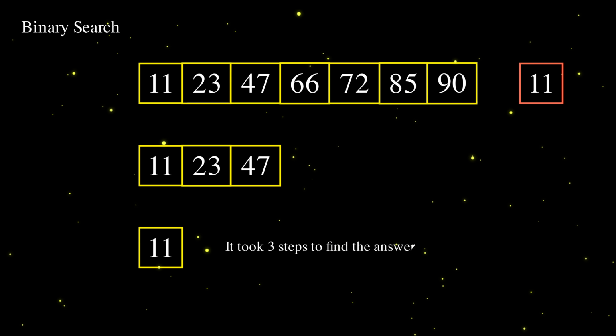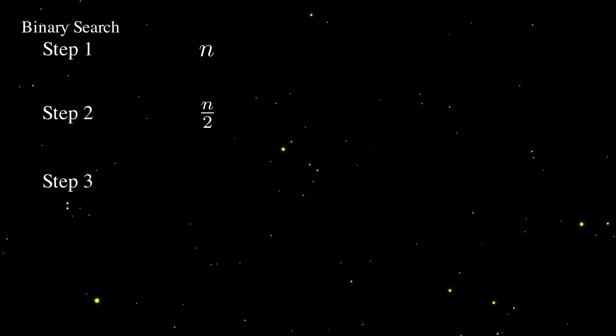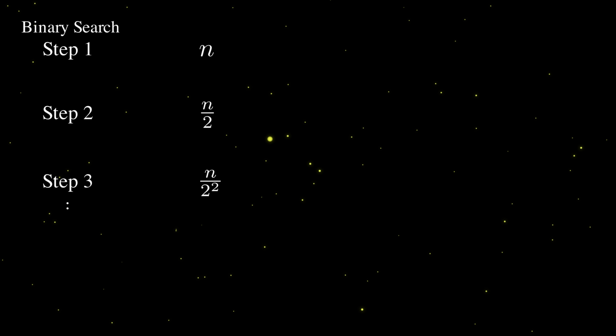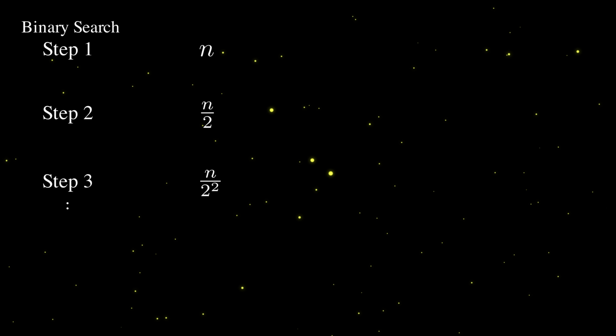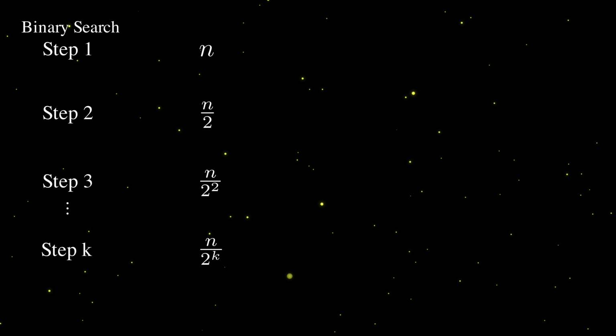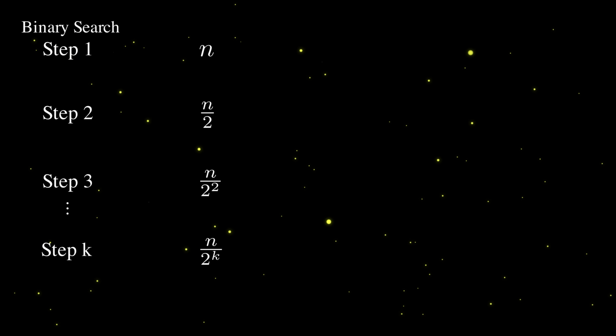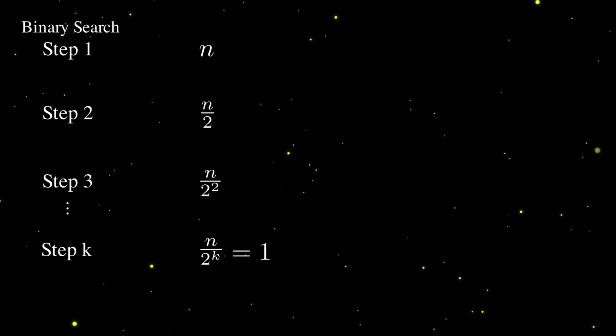Now let's count the number of steps binary search takes relative to the input size, which is n. In the first step, the array where we search the number has n elements. In the second step, we discard half of the array, so then the search area becomes n divided by 2, and then n divided by 4, and so on. And if we tag the last step with k, we're going to have n divided by 2 to the power of k equals 1, because in the last step, we remain with only one element.